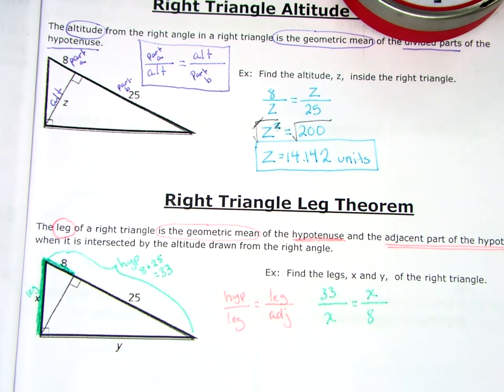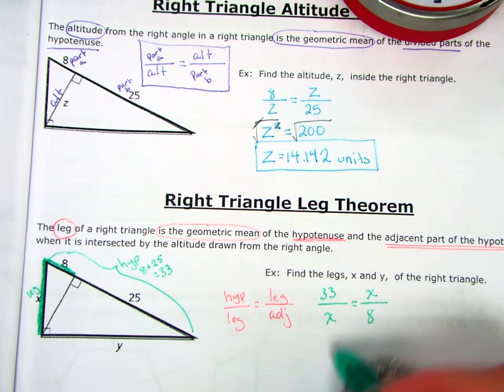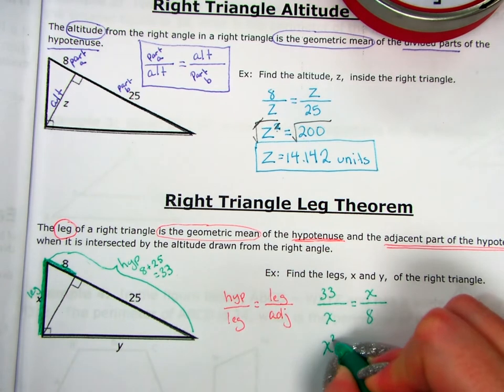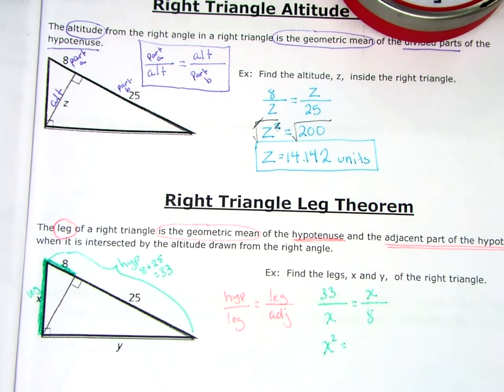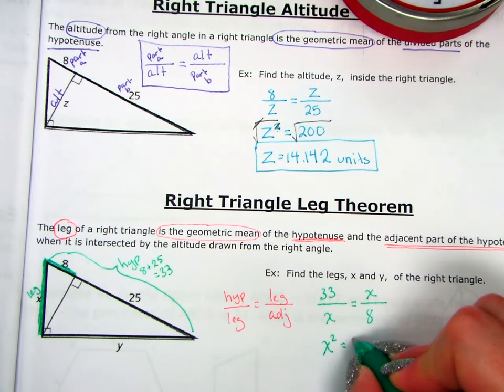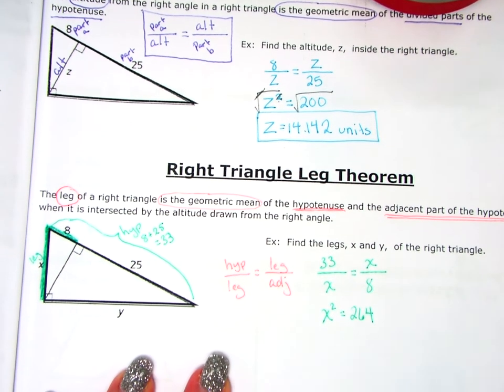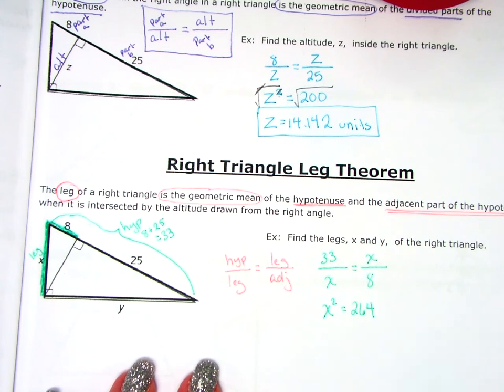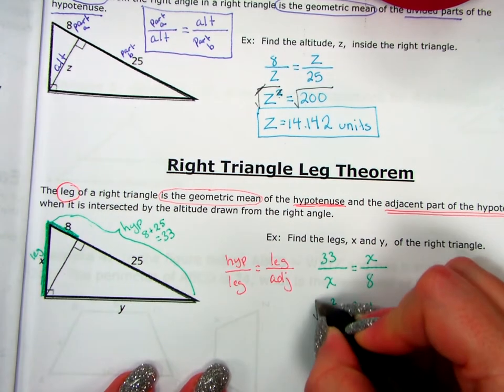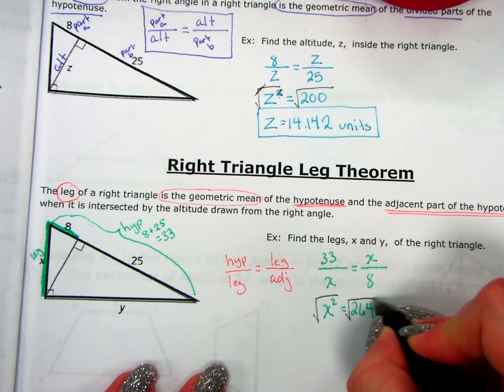And then I'm just going to cross multiply. So I'm going to do x times x, x squared, and 8 times 33, 264. How do I unsquare? Square root.